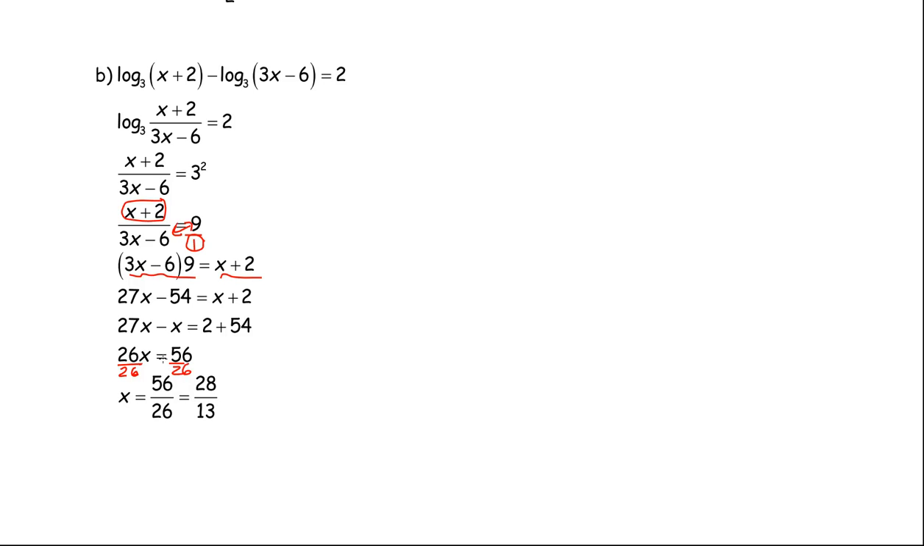And of course the whole point is so that those x's divide out. And I get x alone, 56 over 26, which reduces to 28/13. I could divide both of these by 2 and get 28 over 13.